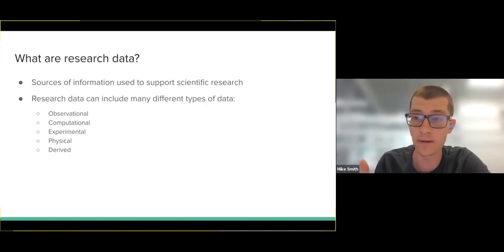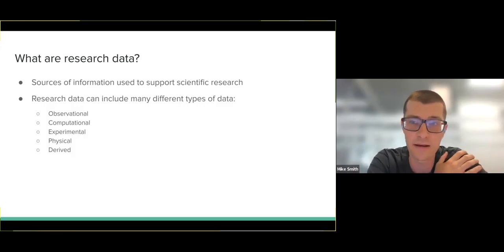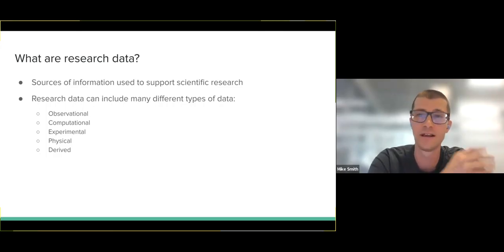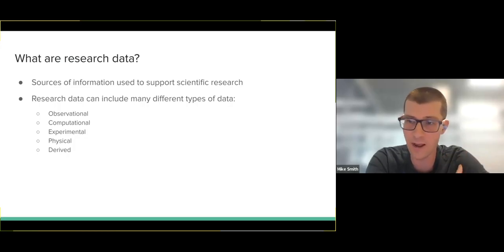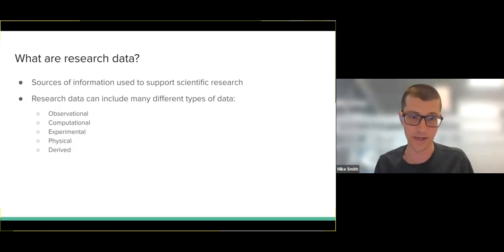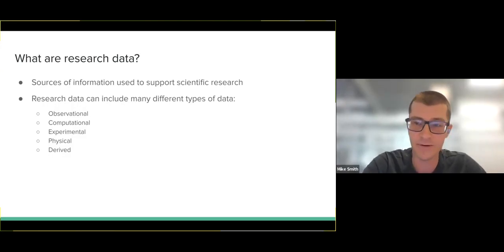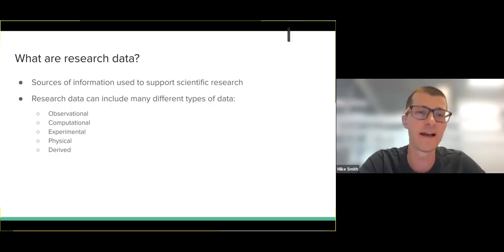So I will get on with what we mean by research data, right? Fundamentally, this is really just the sources of information that are used to support your scientific research, the conclusions you come to, and the scholarship that you are doing, right? And that can be anything. I come from a computer science background. We typically think of this as files on a hard disk somewhere. It doesn't have to be that.